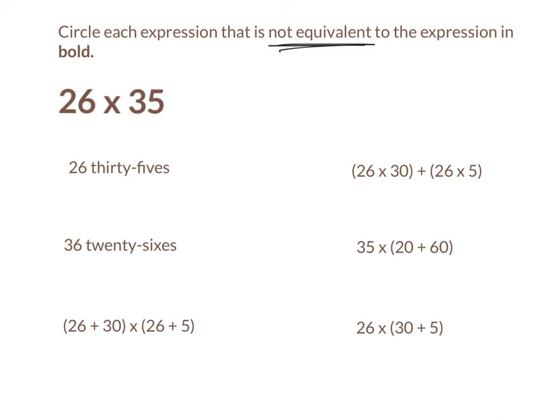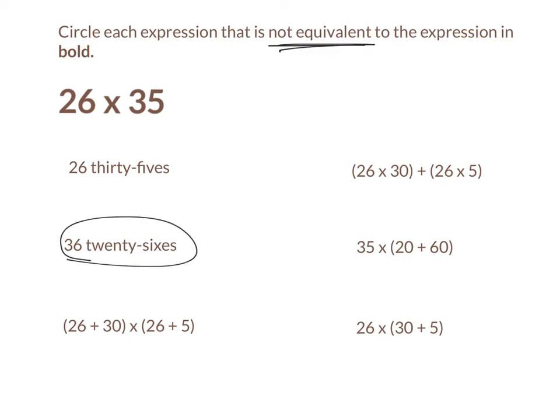So let's take a look. Our expression in bold is 26 times 35. Let's take a look at this first one. 26 35s. Is that the same as this? Yeah, so we don't need to circle it, right? Because this is exactly 26 35s. Do you agree? Yeah. Okay, the second one says 36 26s. Is this the same thing as 26 35s? Or 36 26s? No. It's actually how many 26s? 35. So is this equivalent? No. No, so let's circle it.